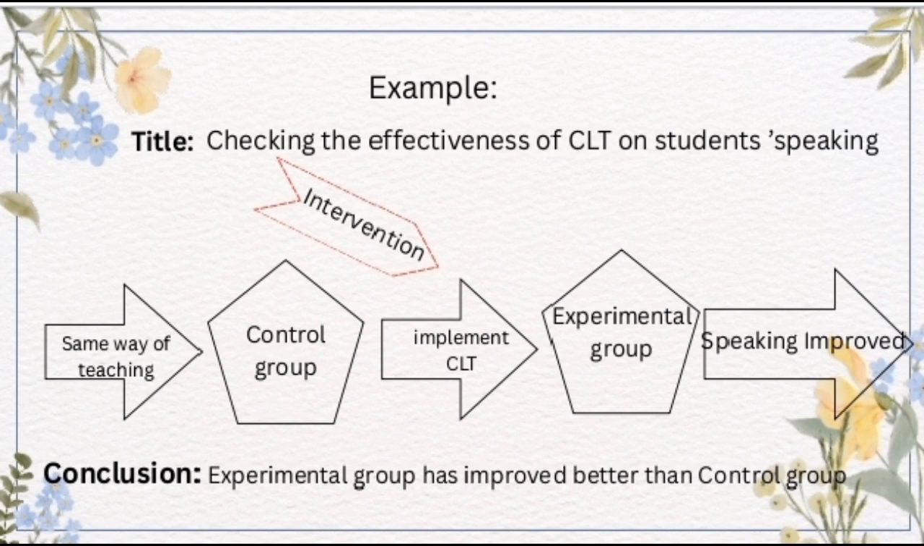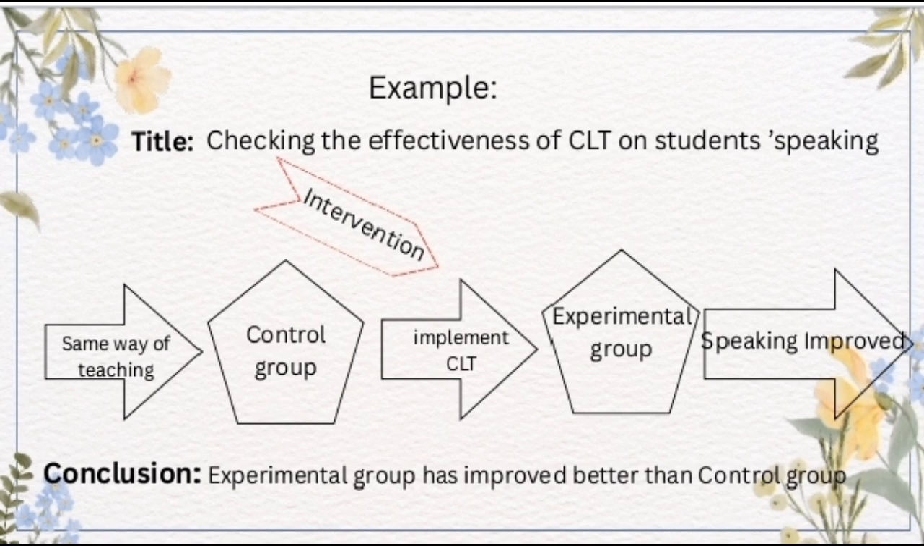So in experimental design, firstly we will divide the class into two groups. First is our experimental group on which we will implement our intervention, and second is our control group on which we will not implement our intervention, because the students of the control group will be taught by their traditional method. Like if their teacher uses GTM, grammar translation method, they will be taught with the method which is primarily used by their class teachers. So now we have an experimental group and a control group.